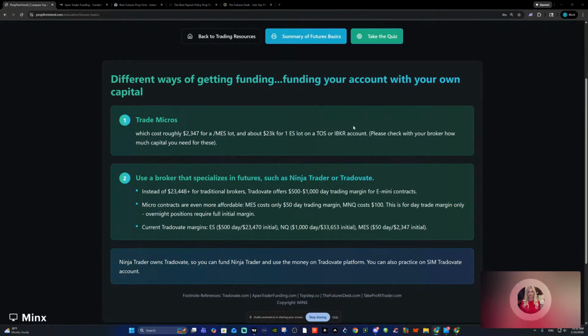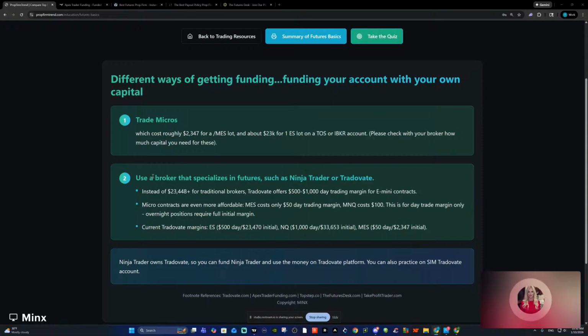This is if you are trading with a traditional broker. So if you're using Interactive Brokers, Robinhood, TOS, whatever the traditional broker that you're using, it's 23 grand for one ES lot. So you want to check with your broker how much capital you would need for these. They do tend to change the margin amount from time to time.